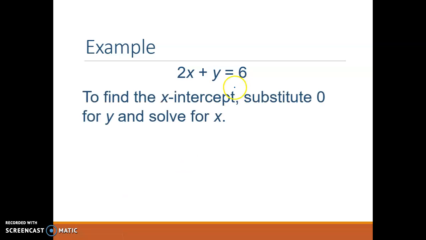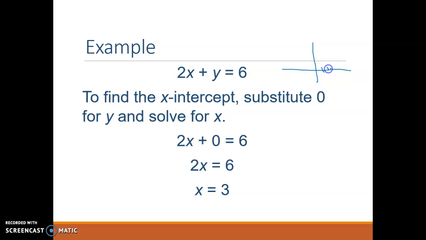To find the x-intercept, we would substitute 0 in for y, and just find the places where it's on the x-line. When we do that, we get 2x plus 0 equals 6. Divide both sides by 2 to get x equals 3. So our x-intercept is 3. So, there's our x-intercept, right at x equals 3.